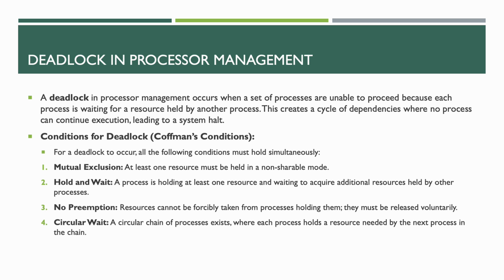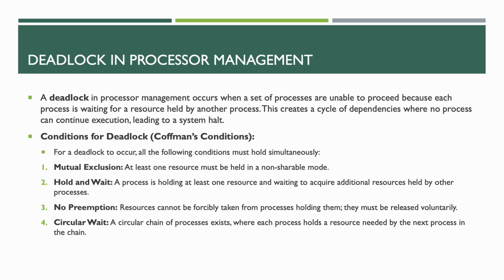Conditions for deadlock. For a deadlock to occur, all the following four conditions must be held simultaneously. First of all, mutual exclusion. At least one resource must be held in a non-shareable mode. Only one process can use it at a time. For example, a printer can only process one print job at a time.